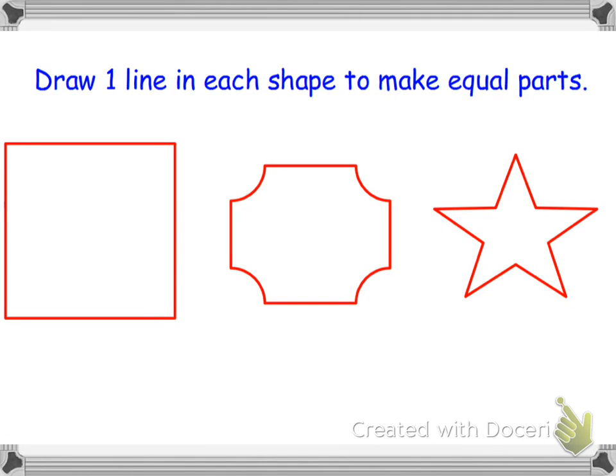Today we're going to be talking about Module 5, Lesson 7. In this lesson, we're talking about being able to name and count shapes as parts of a whole, recognizing relative sizes of the parts. So looking at this, it says draw one line in each shape to make equal parts.